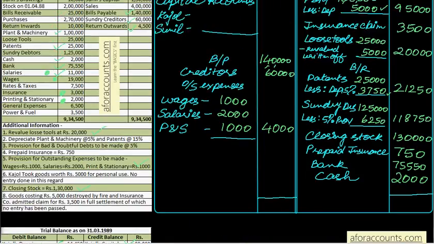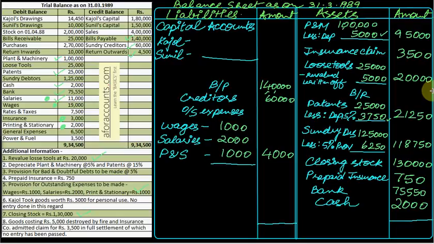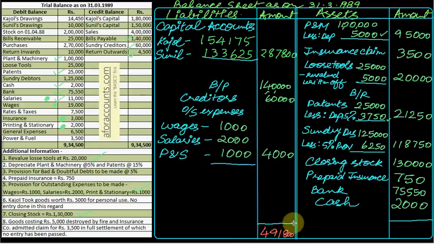So let's move on to the balance sheet. Now, after drawing and net profit adjustment, the final figures which we get from the partners' capital account are Kajol 154,175 and Sunil 133,625. Take the total, 287,800, and then take the total of your liability side, 4,91,800, and the total again of your asset side, 4 lakh.